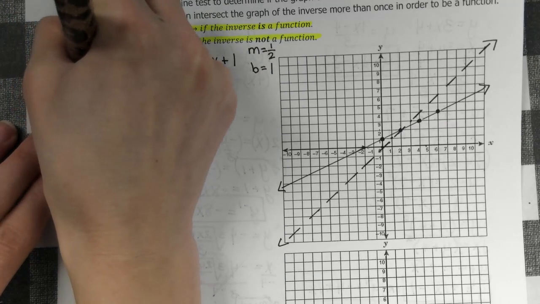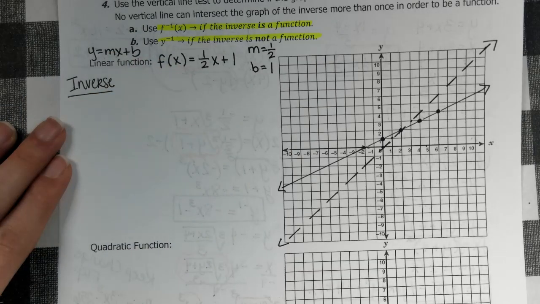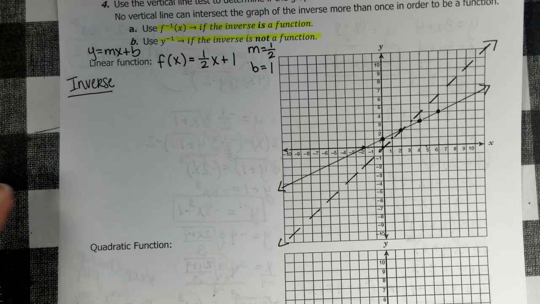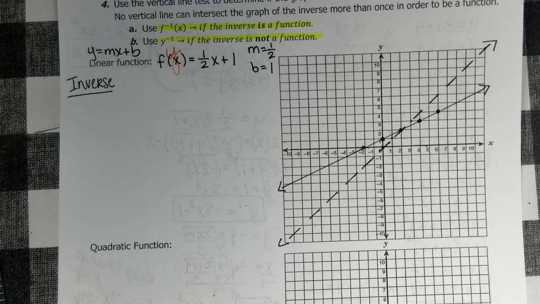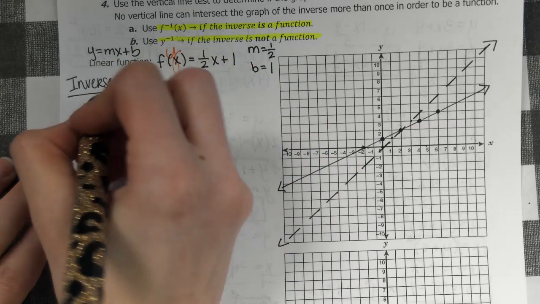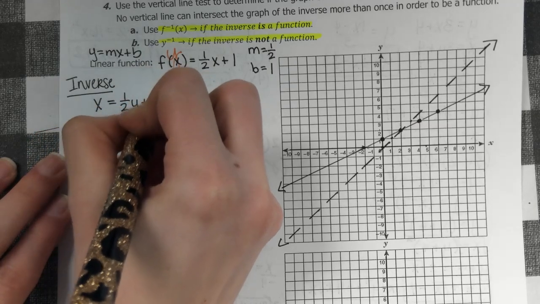Okay, now my inverse I'm going to do algebraically. We know f of x is the same as y. So I still need to interchange my x and y. Okay, so I'm going to rewrite that: x equals 1/2 y plus 1.